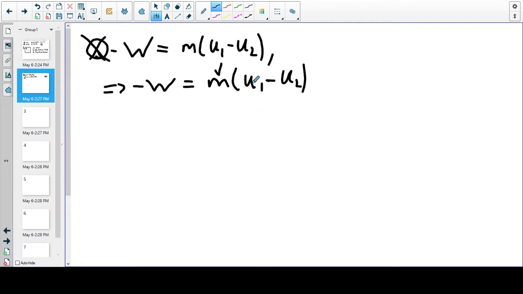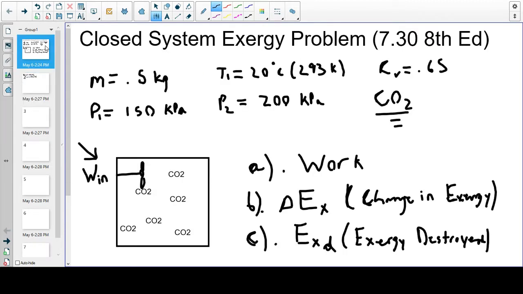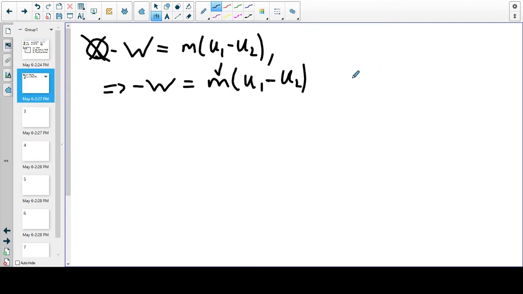And we have a way to find the first U value because we are given a temperature, and this is CO2, so we're going to be using table A23, which has carbon dioxide with respect to temperatures because it's an ideal gas in that scenario. So we don't have a way to find U2 yet, but we can find U1. So how do we do that?